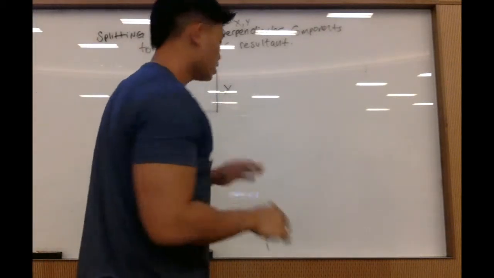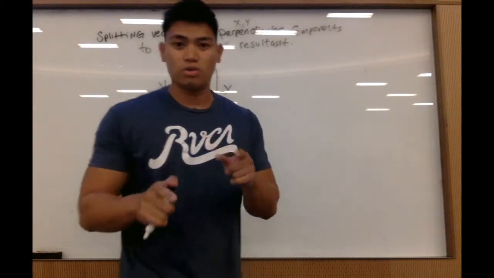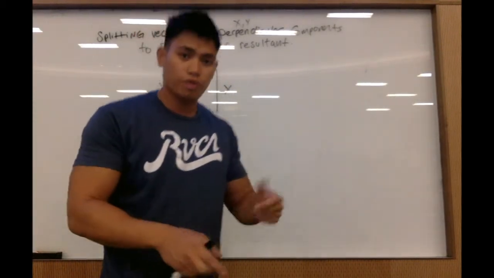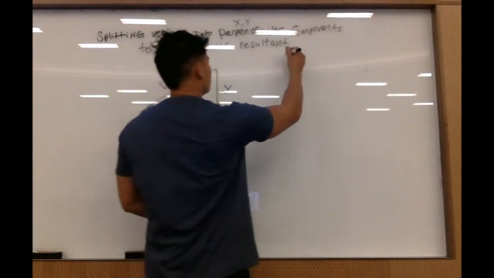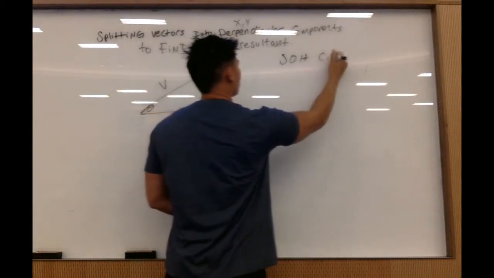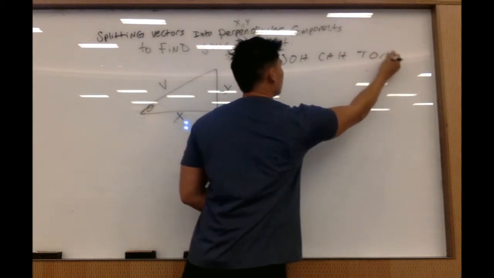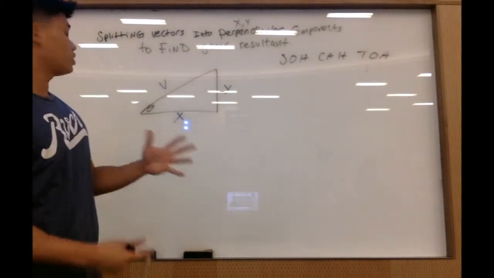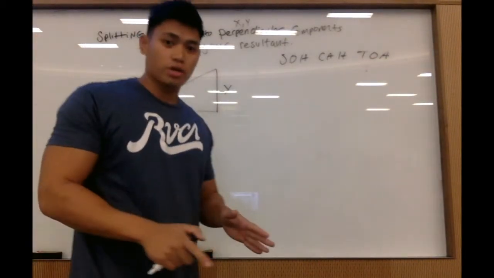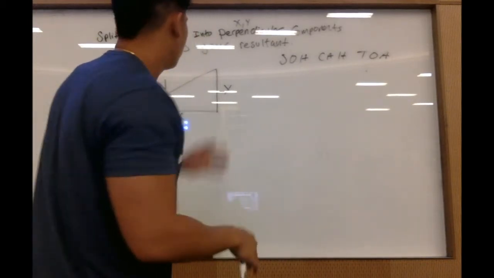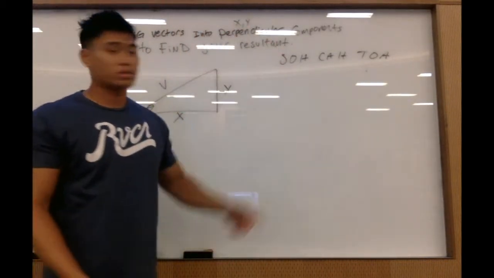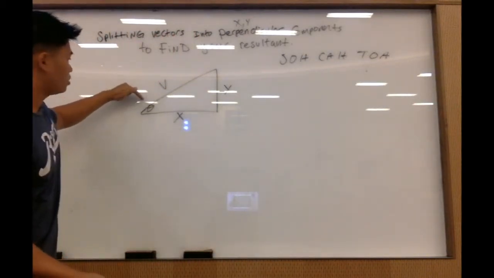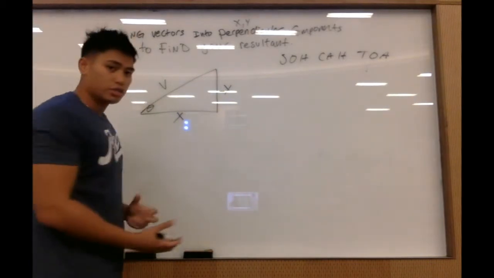So really, the only thing you guys need to know, and the only thing that you really need in your arsenal of tools to figure this out is SOHCAHTOA. Right? So the first thing you've got to do is find your sine and your cosine, so you can break it down to your x and y components. So we want to look at the angle. Okay, let's try to find x first.